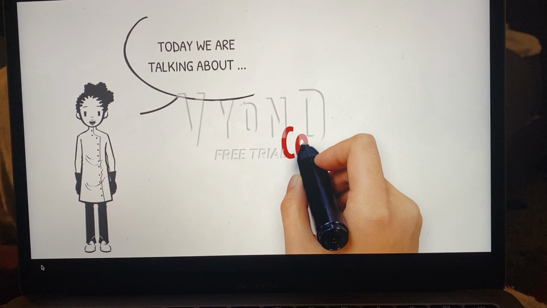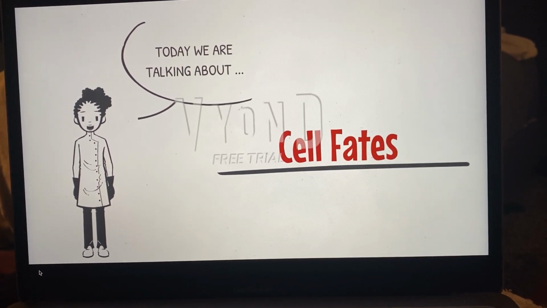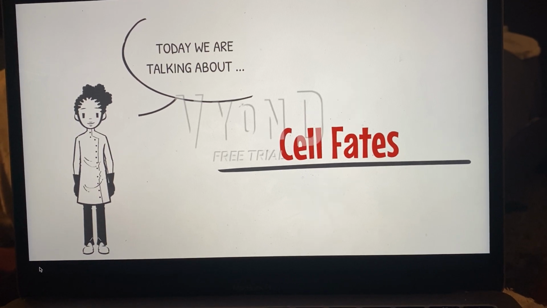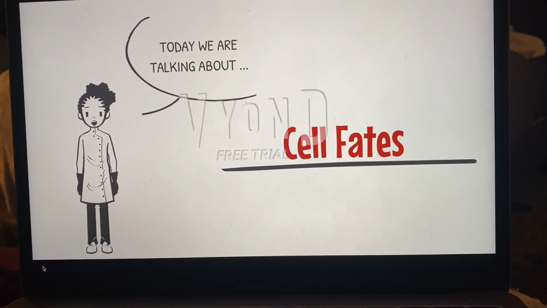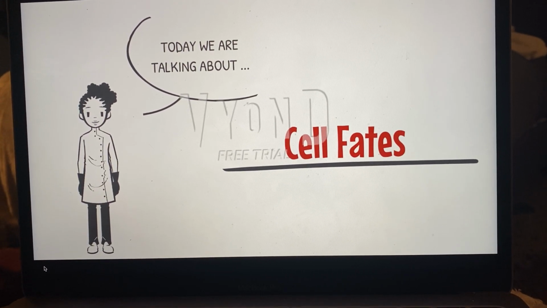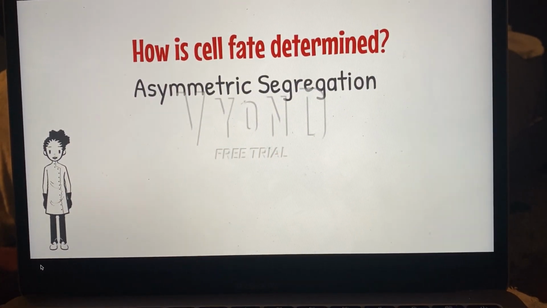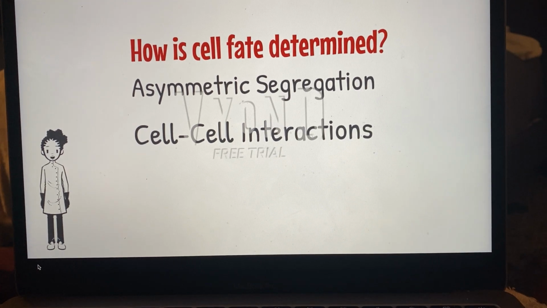Today we are talking about the fate of a cell. A fate is the outcome of the developmental decision as to what kind of cell it is. This usually happens by the time a neuron has extended its axons and dendrites. Cell fate can be determined by asymmetric segregation of fate determinants or cell-to-cell interactions.